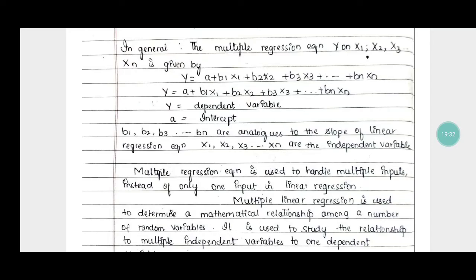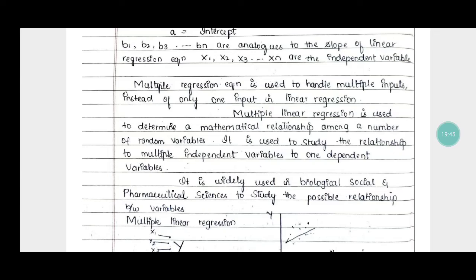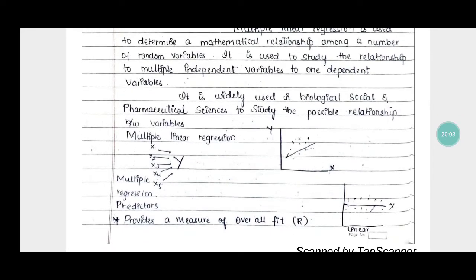Multiple linear regression is used to determine the mathematical relationship among a number of random variables. It is used to study the relationship of multiple independent variables to one dependent variable. It is widely used in the biological, social and pharmaceutical sciences to study the possible relationship between variables. Multiple linear regression provides and measures the overall fit.